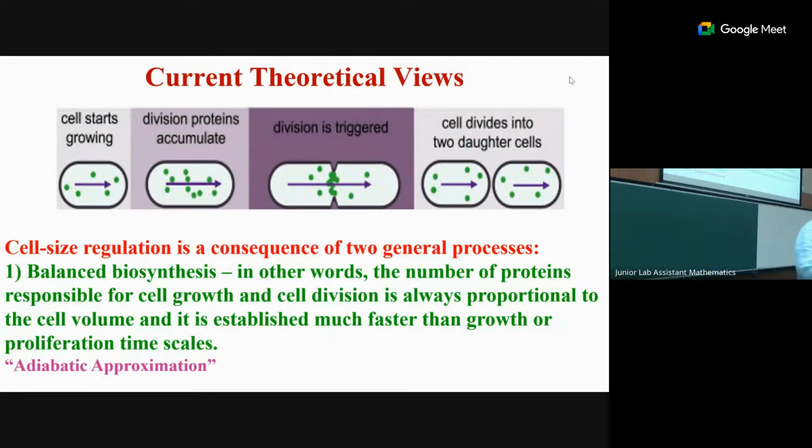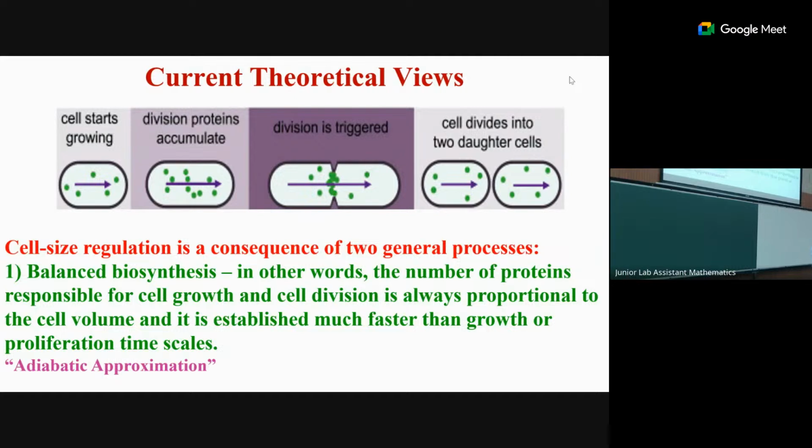So balanced biosynthesis means that those important proteins that are responsible for growth and division are created on time scales much faster than the time scale of growth and division. In the language of physicists, this is called adiabatic approximation.